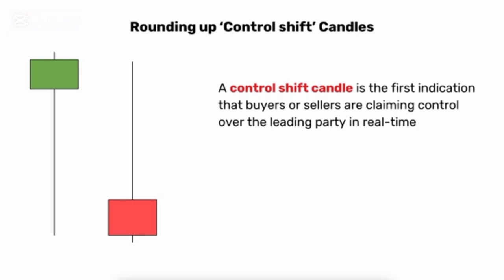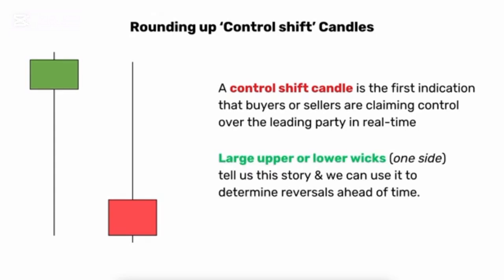So to round these up for now, a control shift candle is the first indication that buyers or sellers are claiming control over the leading party in real time. So a bearish control shift candle is where we see sellers taking the market from buyers. And a bullish control shift candle is where we see the buyers taking control of the market from the sellers. The large upper or lower wick tells us the story, and we can use it to determine reversals ahead of time. Now, one important note: it has to be a large wick on one side. If there is a considerably large wick on both sides of the market, this is what we call indecision, where there is no party in control. And that's what we're going to cover just now.